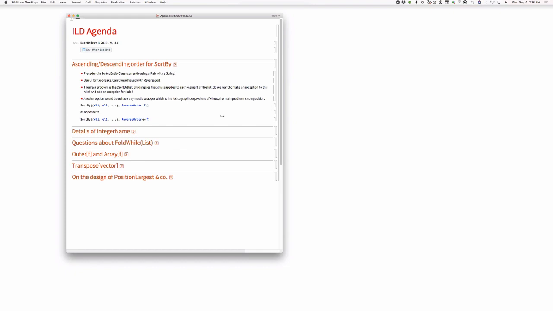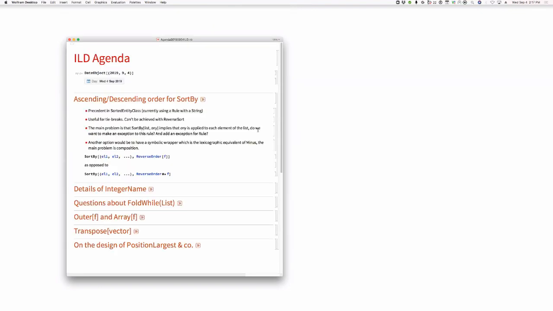Any is applied to each element of the list. Okay. All right. What is the issue here? Is the issue some kind of correspondence with database sorting or what? No. Okay. So we talked about this maybe a year and something ago.